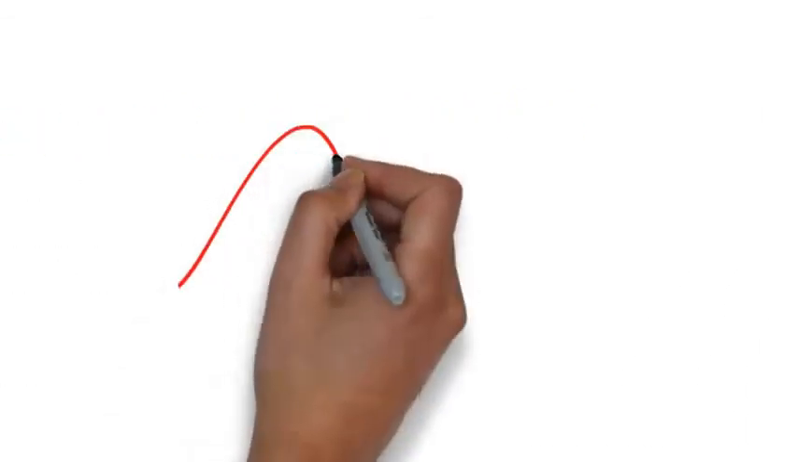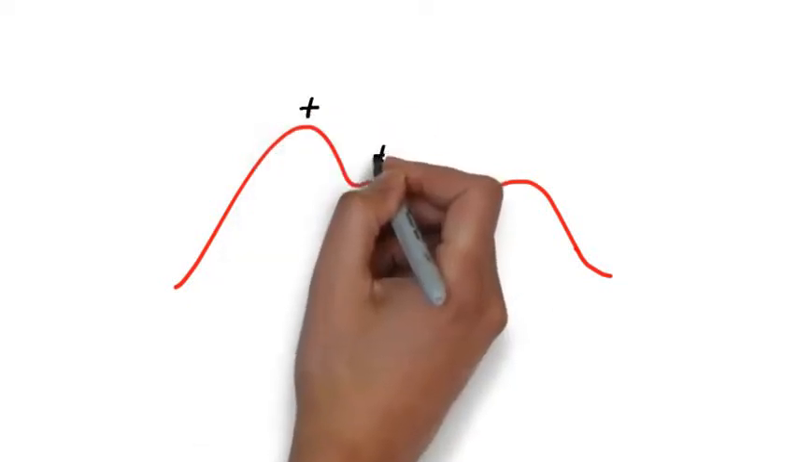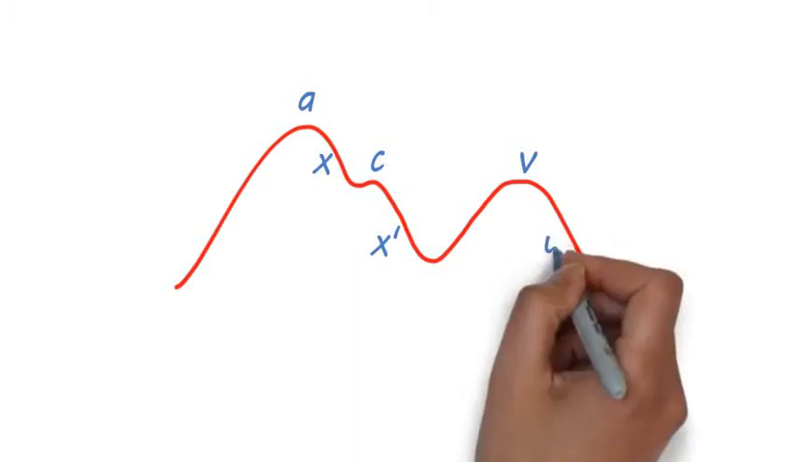Here is the biphasic JVP waveform. The normal JVP consists of 3 positive waves and 2 negative troughs. Each of these peaks and troughs is represented by a letter. The first peak is labeled A, the small upward inflection is labeled C, and the next peak is labeled V. A and V are the pulses that are observed on physical exam. The first trough is your X and X prime descent, and the last drop is labeled Y.